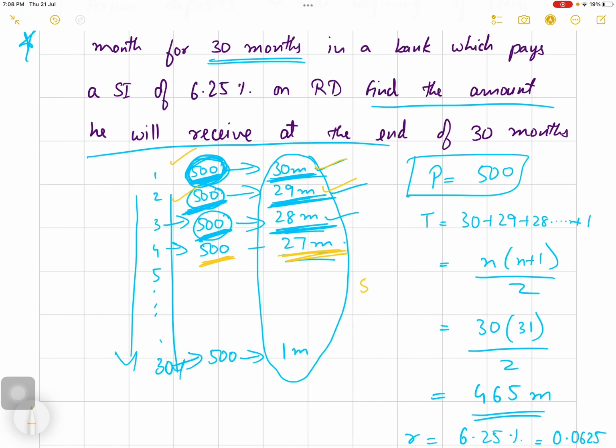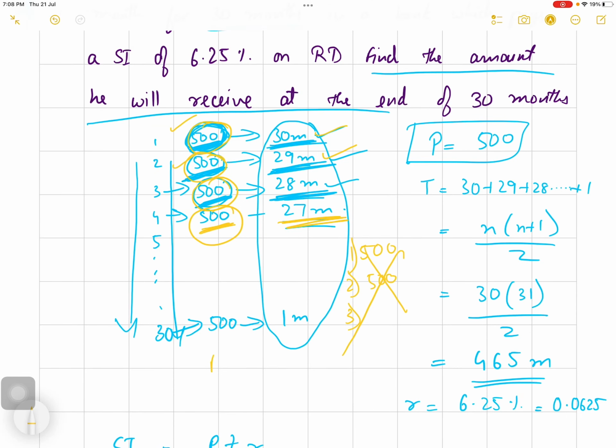So can we do that? First we will calculate interest on the first 500, then on the second 500, then on the third 500. No, that is not possible. Why do that? As the amount invested is 500 only in all the 30 months, let P be 500. The first 500 is invested for 30 months, so you calculate interest for 30 months. The second 500 is invested for 29 months, so you calculate interest for 29 months. Instead of doing that, we can just add all the months together and calculate interest at once on 500.